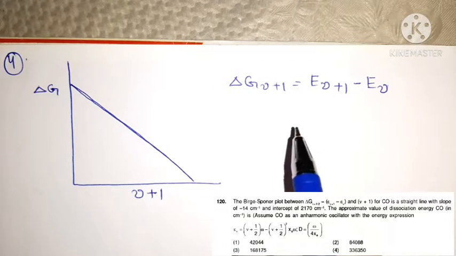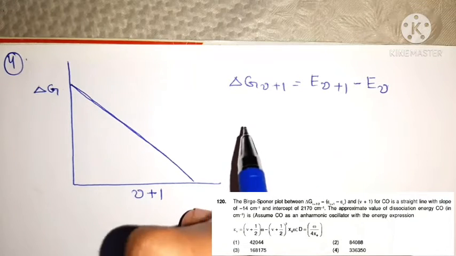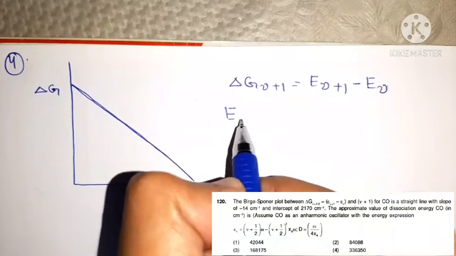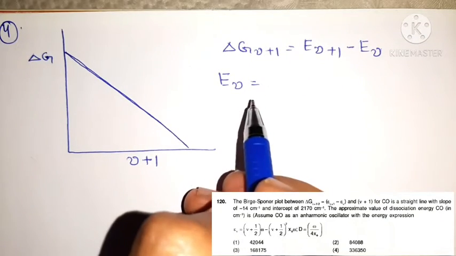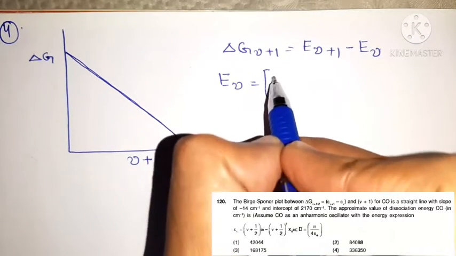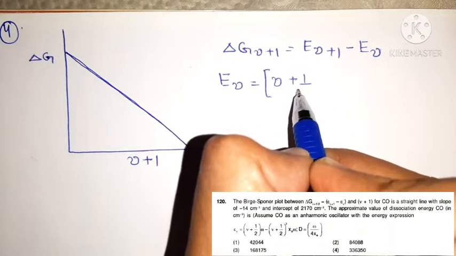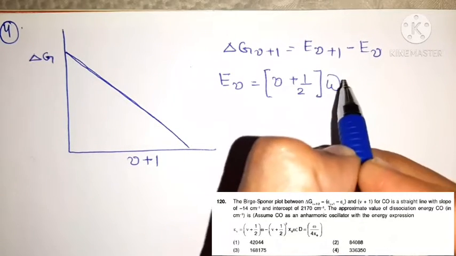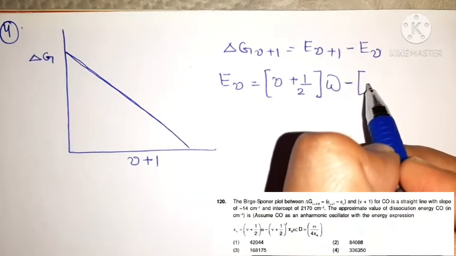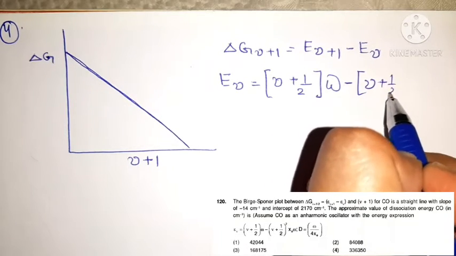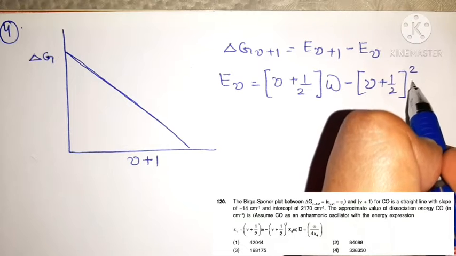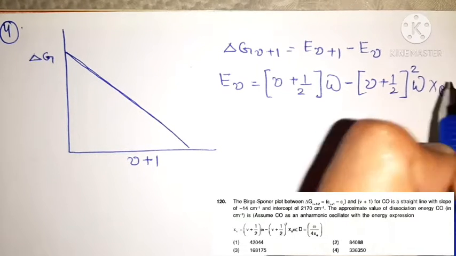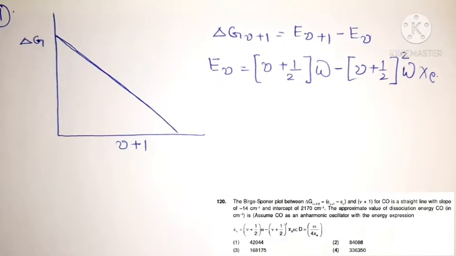Now in our question we have a value of E nu, which is equal to (nu plus 1 by 2) omega minus (nu plus 1 by 2) whole square omega xe. This is the given value in our question.